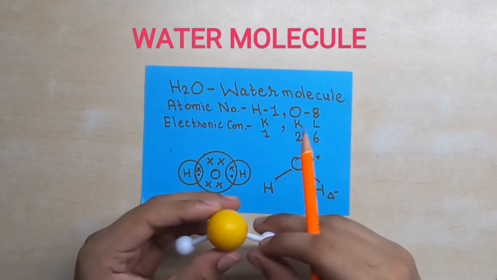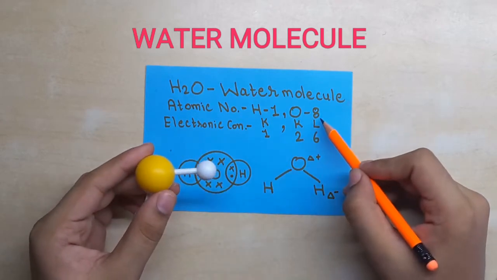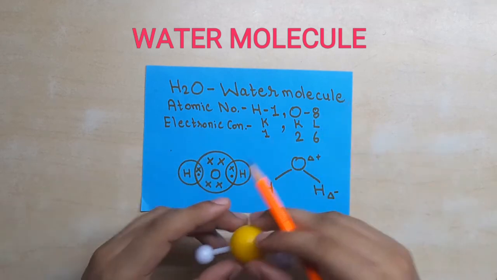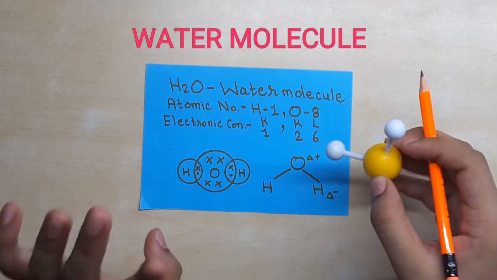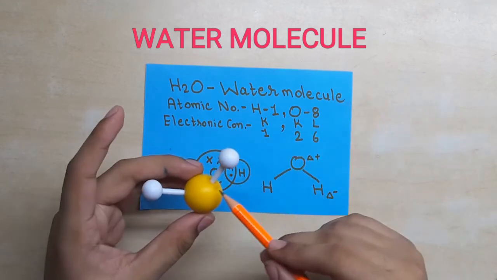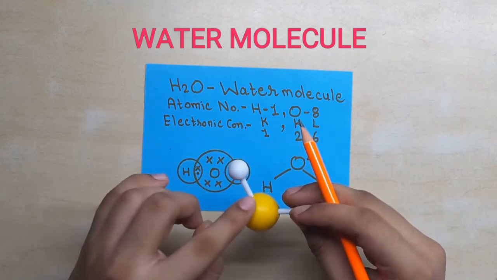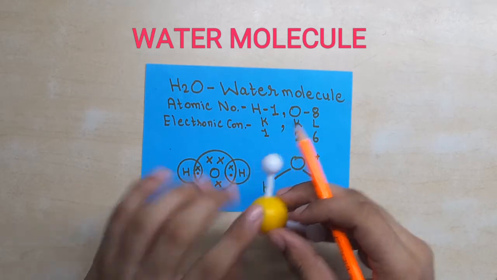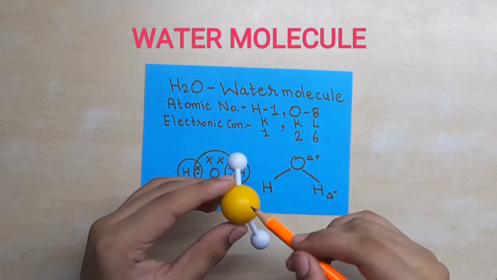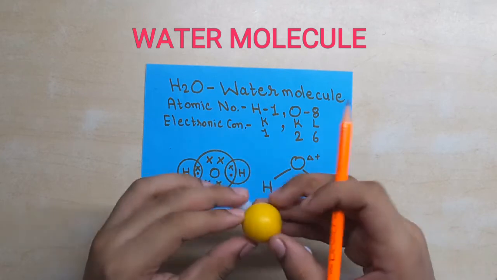Now what is this? So oxygen has 8 electrons. 4 electrons in total are forming bonds. It means 2 electrons are forming bond here and 2 electrons are forming bond here. There are total 4 electrons which are not forming bonds. So they are present in the form of pairs in this way here.